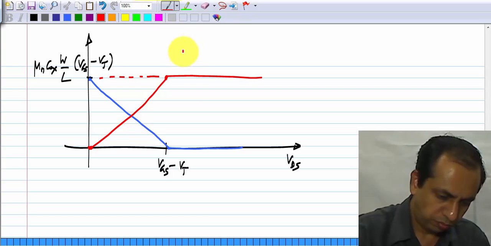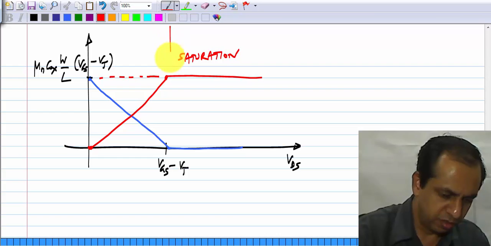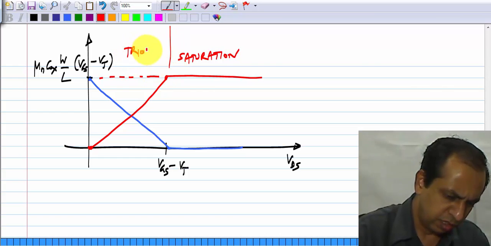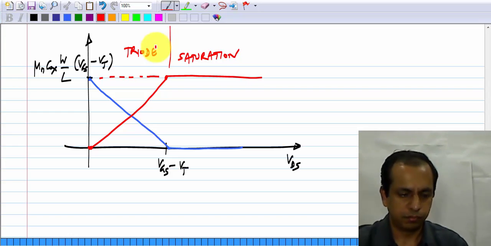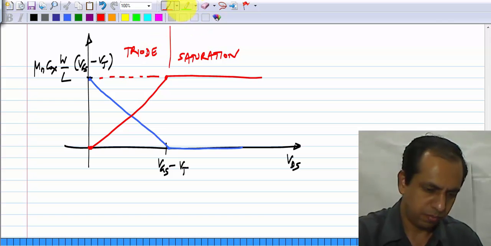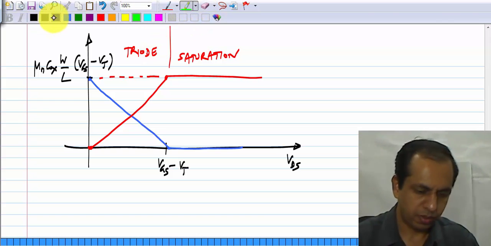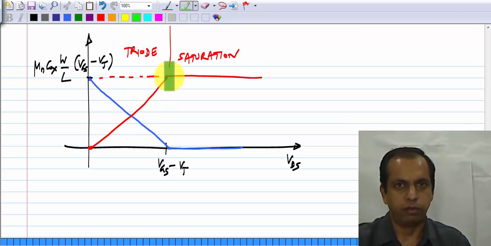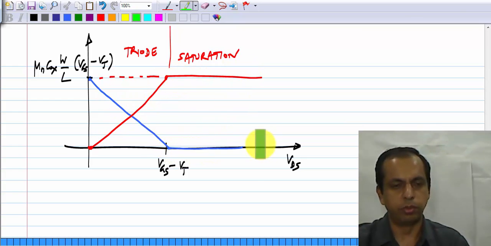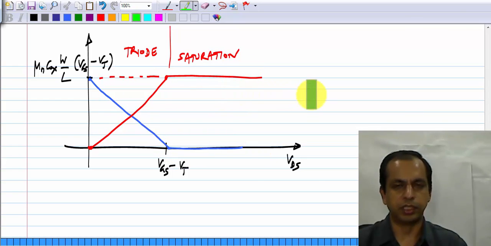So, this is the saturation region and this is the triode or linear region. Okay. So, you can clearly see that to have highest transconductance and lowest output conductance, you have to operate in saturation region.